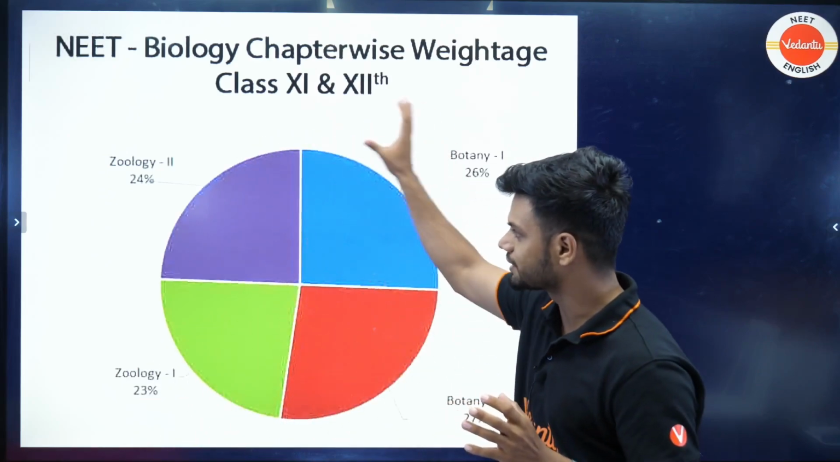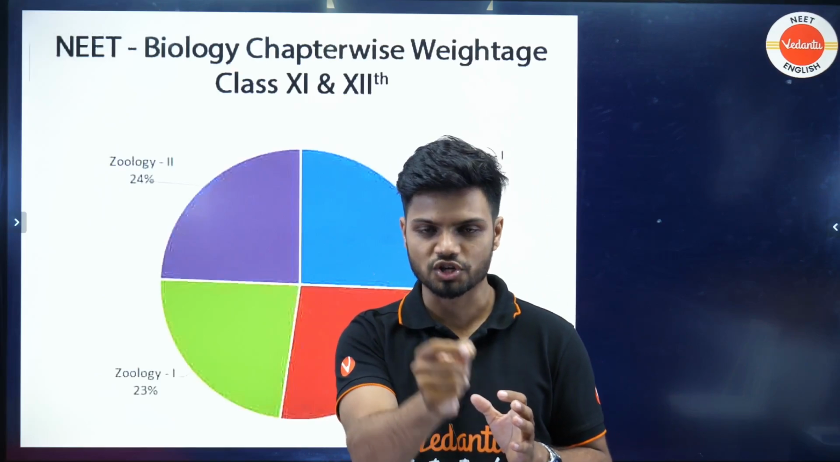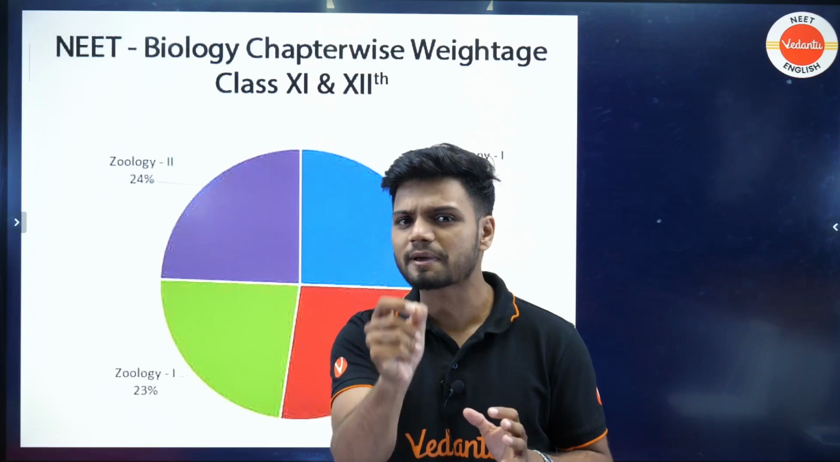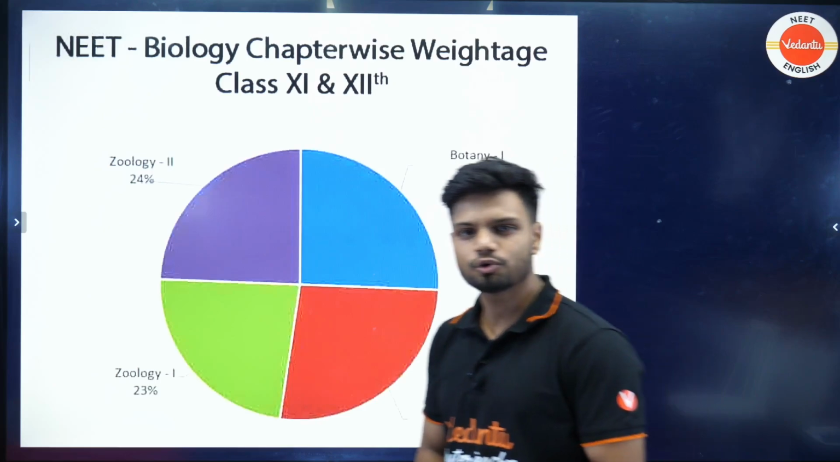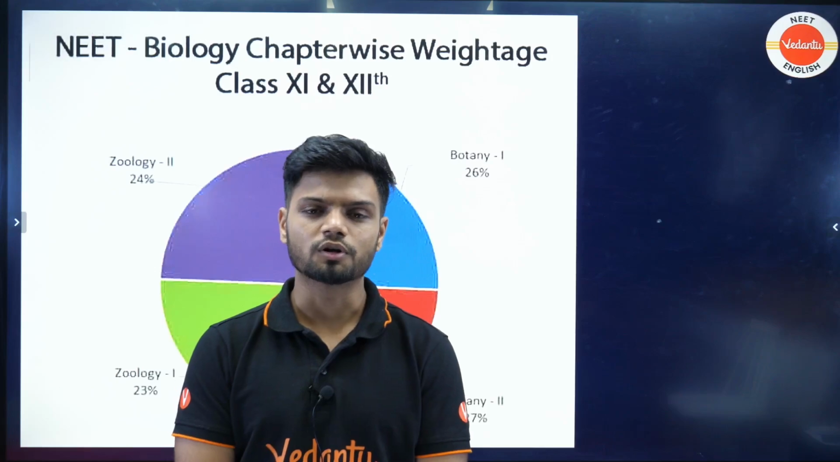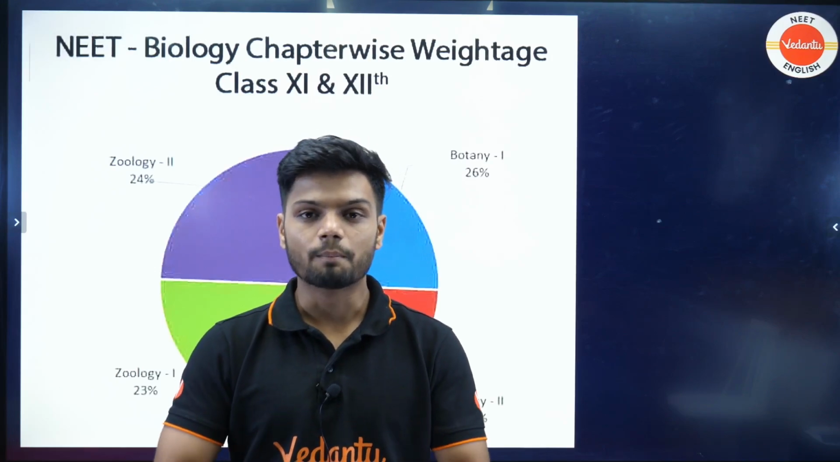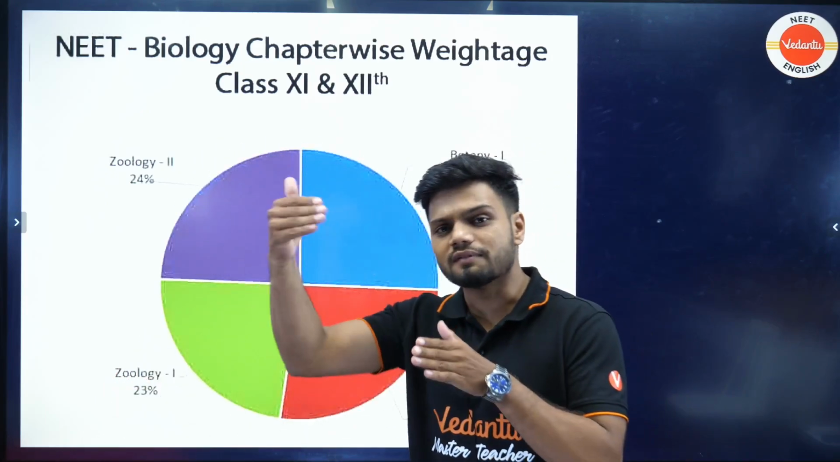If you look at this pie chart right here, you will notice that botany actually has more weightage compared to zoology, especially your class 12th botany. And do you know which class 12 botany chapter has the highest weightage? That is going to be your molecular basis as well as your principles of inheritance chapter. But let's understand the weightage of every single chapter now.